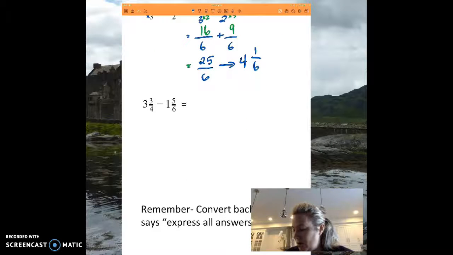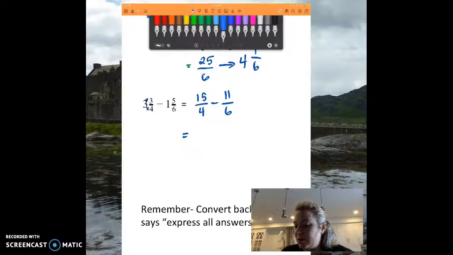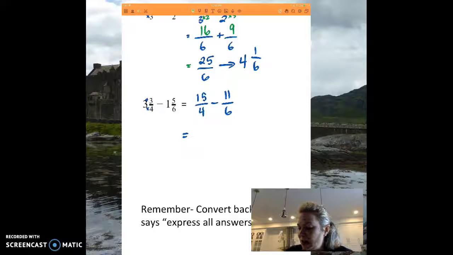So let's do one more quick example. 3 times 4 plus 3. 3 times 4 is 12. 12 plus 3 is 15 over 4. 1 times 6 is 6. 6 plus 5 is 11 over 6. I need to get my common denominator. Ooh, switch colors too quickly. My common denominator here is going to be 12.